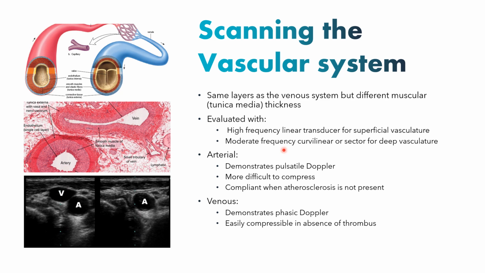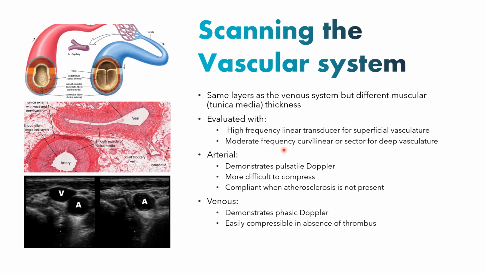When we look at the arterial system specifically, we know that when we're going to utilize our spectral scanning, taking those waveforms, we're going to see a pulsatile Doppler. Because of that tunica media being thicker, it's going to be more difficult to compress that artery. And then we should see that there's some compliance in that artery when there's not significant atherosclerosis present. Now, we do see a change in waveforms when we have significant atherosclerosis or just overall hardening or loss of compliance of the artery. So that's really going to affect what would be a normal waveform for that patient.